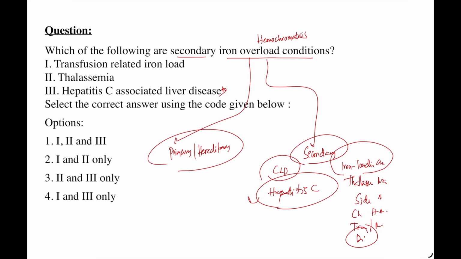Right? Now let's look at the options. Which of the following are secondary? Transfusion, yes. Thalassemia, yes. Hepatitis C, yes. So the correct answer is 1, 2, and 3.